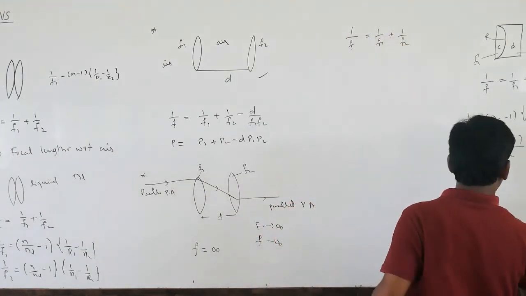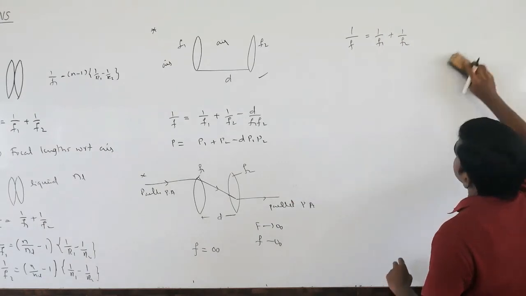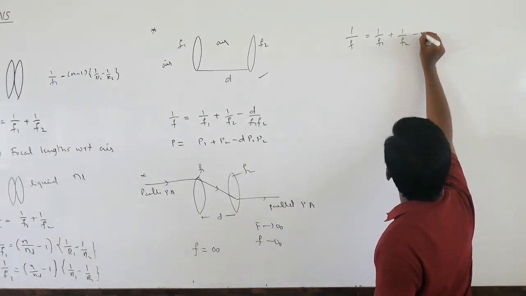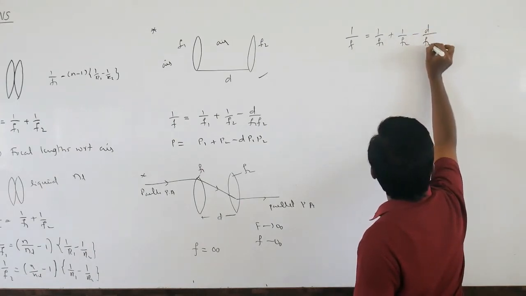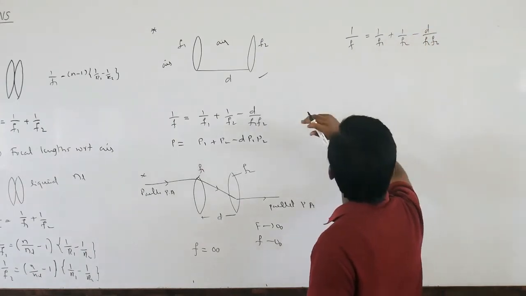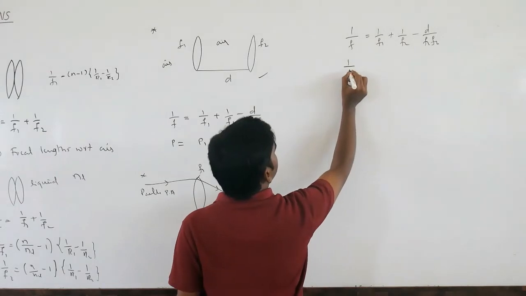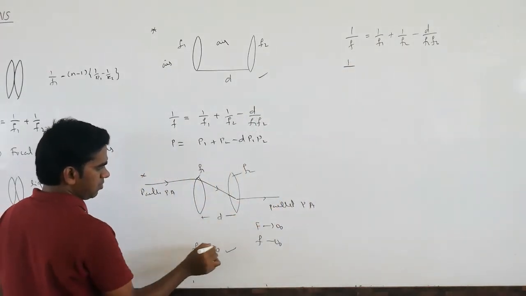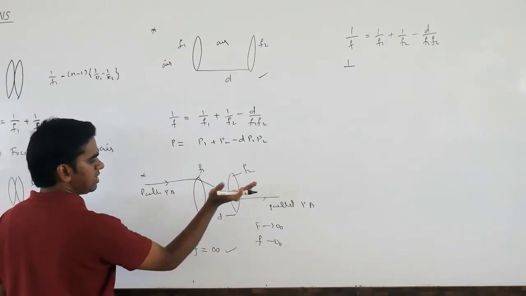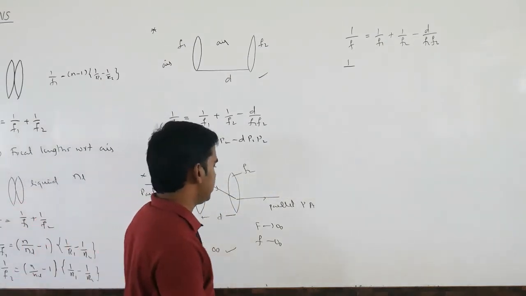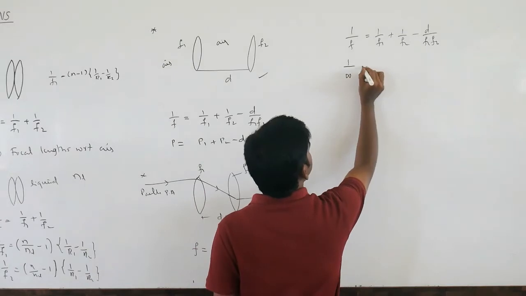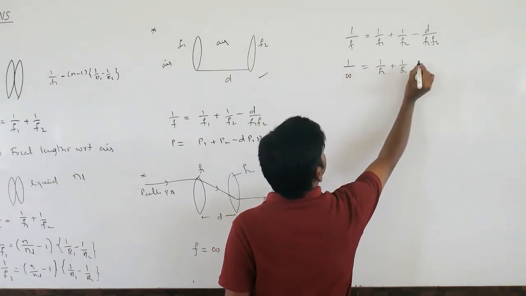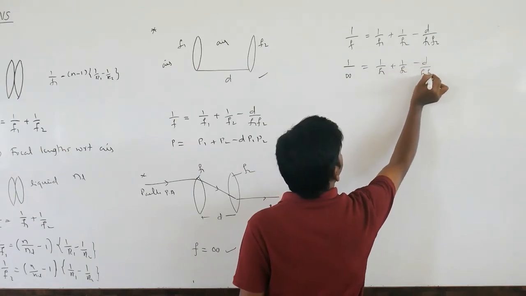Now, since there is a distance between the lenses, we cannot stop here. So it will become minus d divided by f1 f2. Now, what is the equivalent focal length? I said it is going to be infinite because the emergent ray is also parallel to the principal axis. So 1 by f is going to be 0. So 1 by f1 plus 1 by f2 minus d divided by f1 f2.